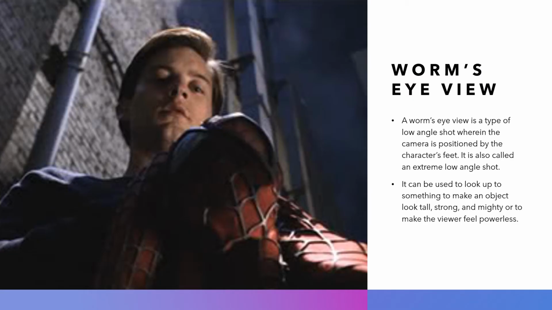A worm's eye view is a type of low-angle shot wherein the camera is positioned by the character's feet. It is also called an extreme low-angle shot. It can be used to look up to something, to make a character look tall, strong, and mighty, or to make the viewer feel powerless. This shot is from Spider-Man 2 by Sam Raimi, wherein the character Peter Parker is giving up his Spider-Man persona, and the viewers are powerless to stop him.